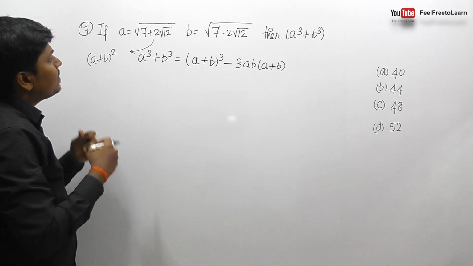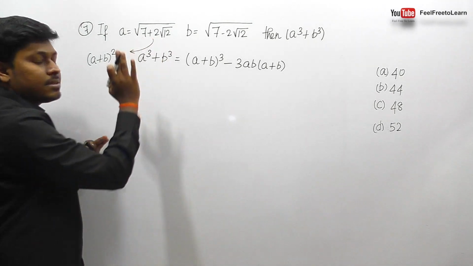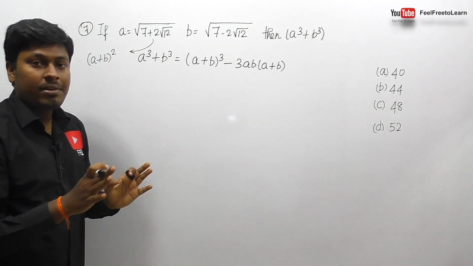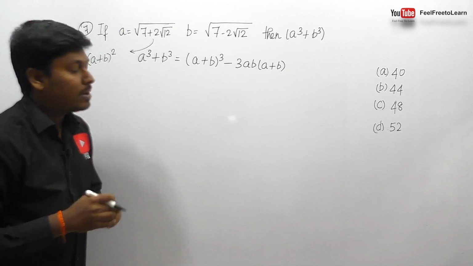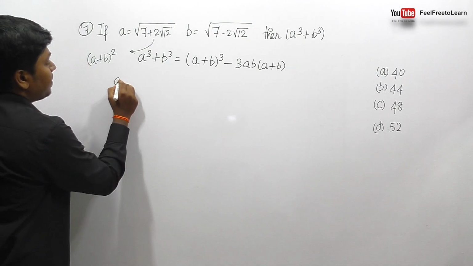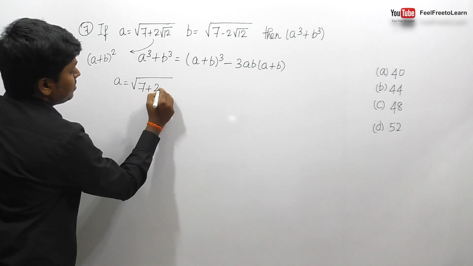So whether it is the toughest question or an easy question, if you find a term like this, always remember to try to convert the expression in terms of (a + b) the whole square or (a + b) the whole cube. So friends, I am just going to convert this expression in terms of a + b, that is 7 + 2√12.